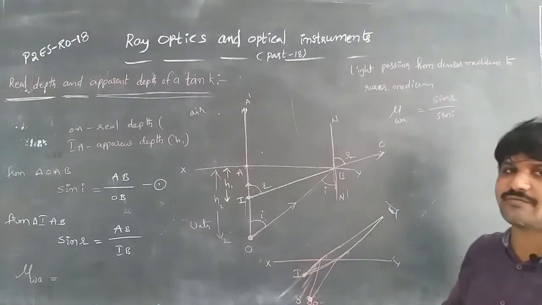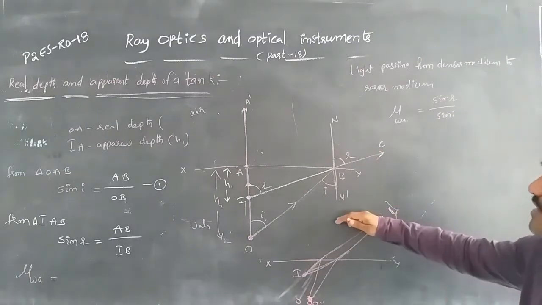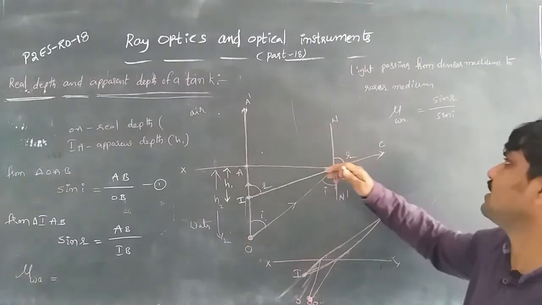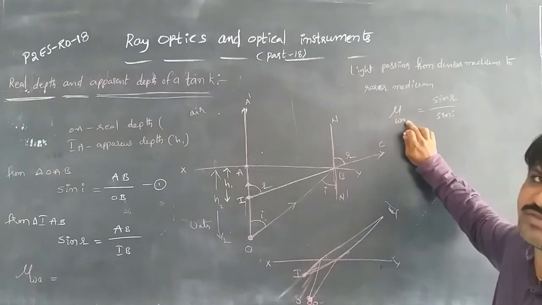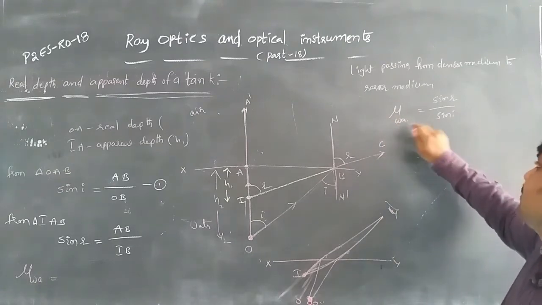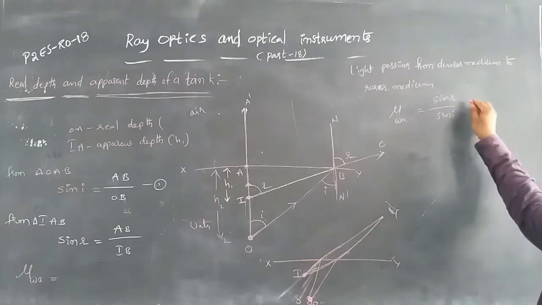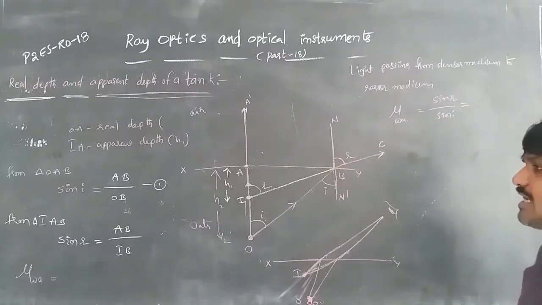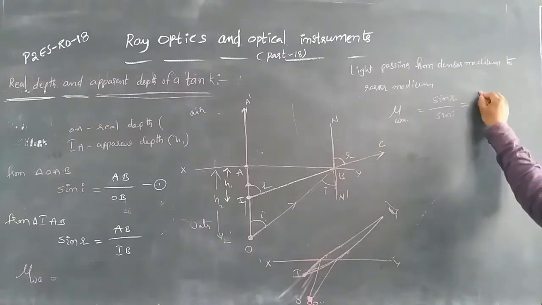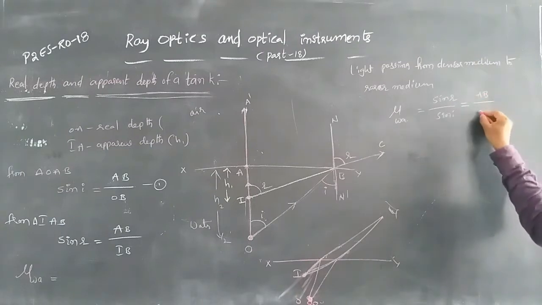According to the reversibility principle, whenever light moves from the denser medium to the rarer medium, the refractive index of air with respect to water is sin r by sin i. Sin r is equal to AB by IB.